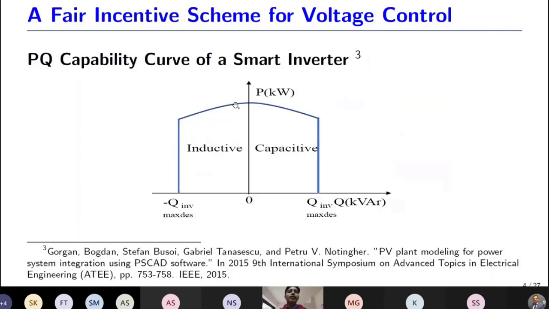But during high generation of solar power, reactive power capability is low. For such a scenario, we need overrated inverters to control the voltage so that we can absorb some reactive power. Or the other option is that we have to curtail some active power generation.